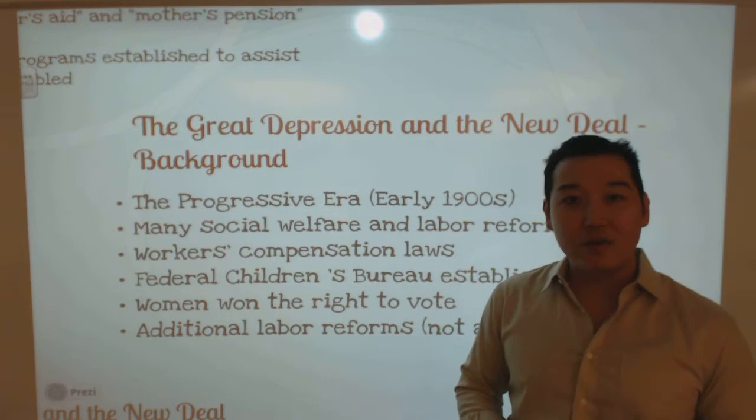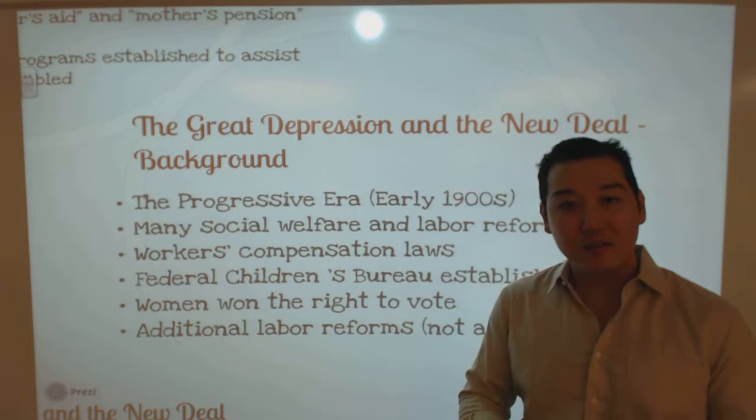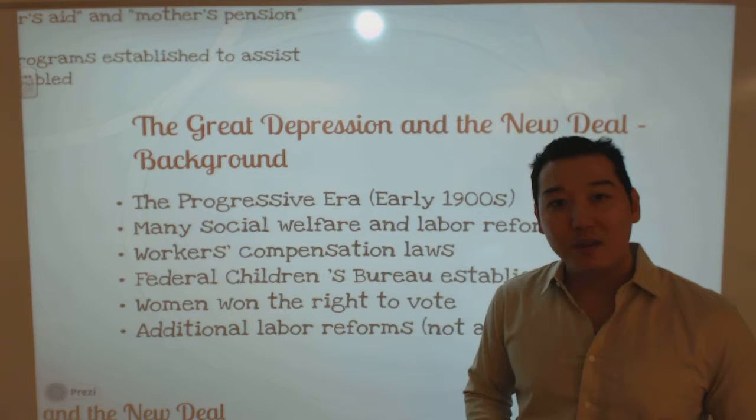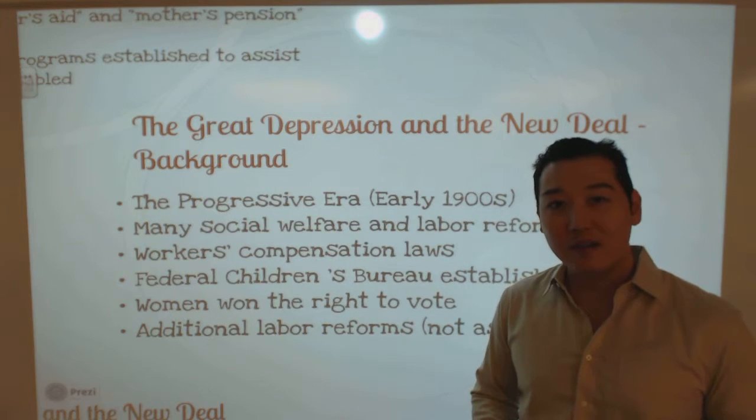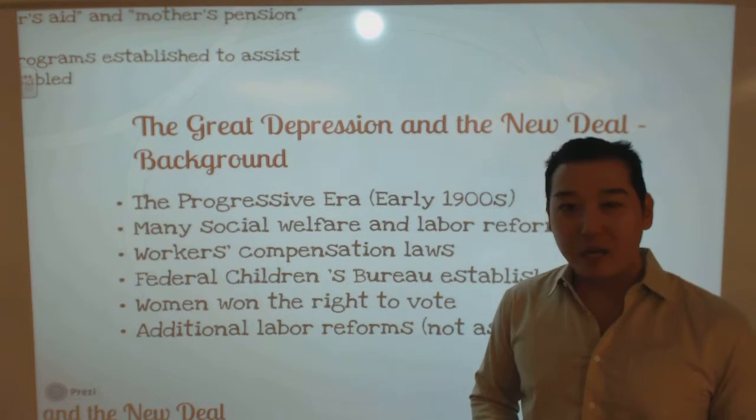And then we have workers' compensation is also established. Lots of different measures to address the poor are established during the progressive era, including the women's right to vote. Women attained the right to vote in 1915, and also some labor reforms as well.